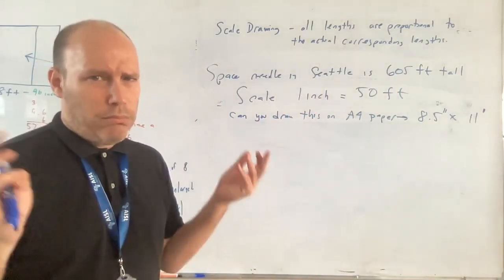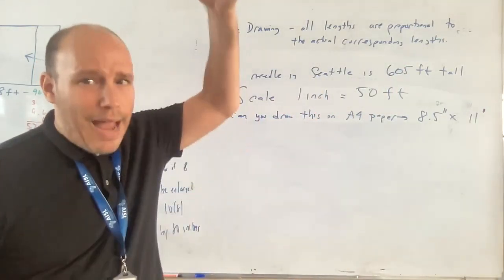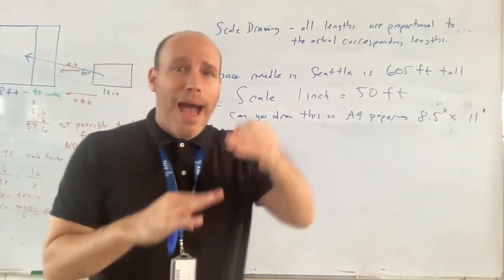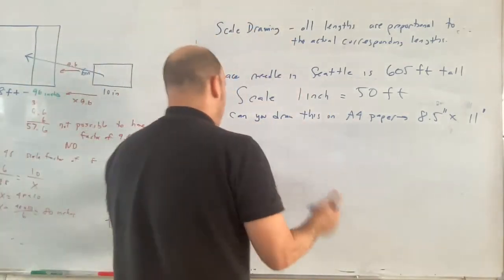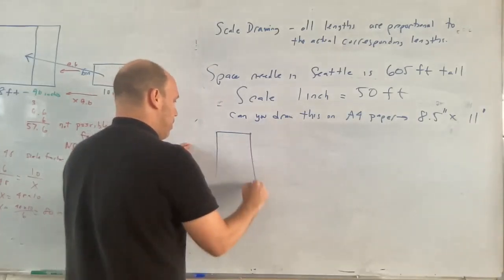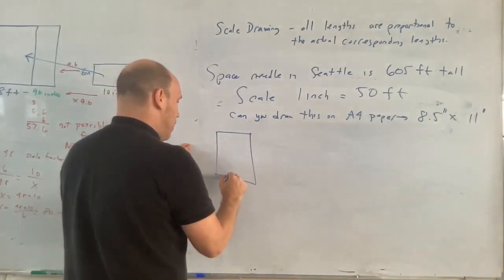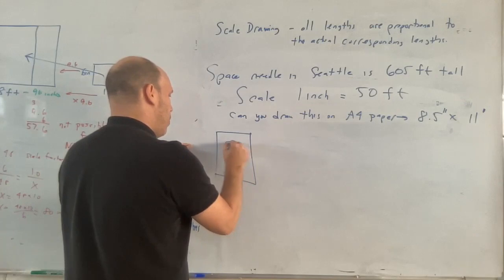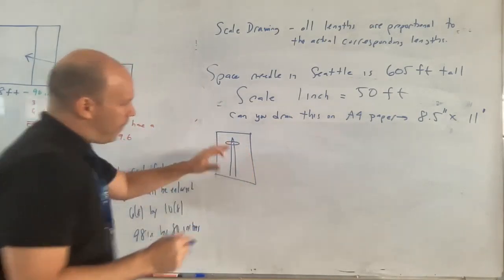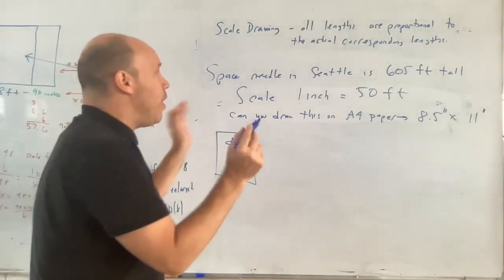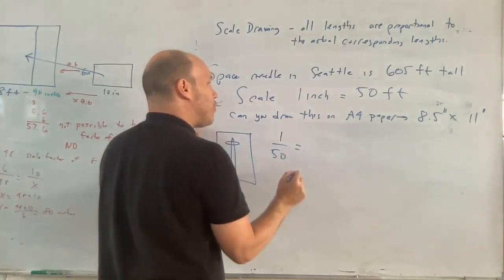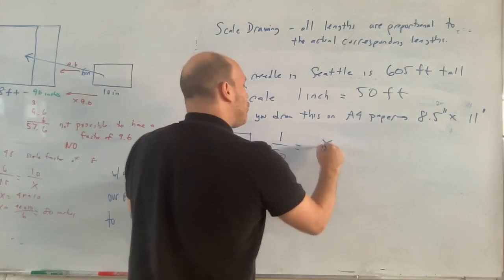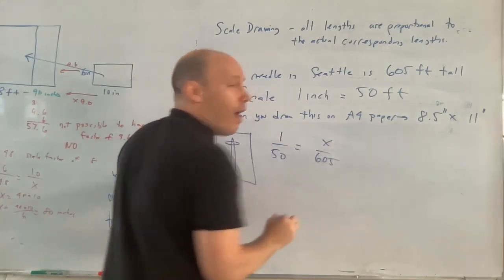So you say, okay, I just need to get my height. The maximum height here needs to be at least 11. You know what I'm saying? Here's my paper. Here's the picture. I need it on the paper. This needs to be 11. So we know that 1 is to 50 as x is to 605.